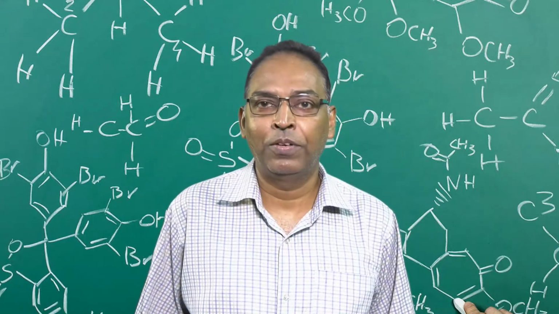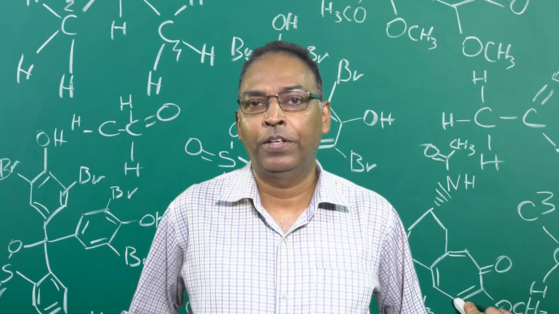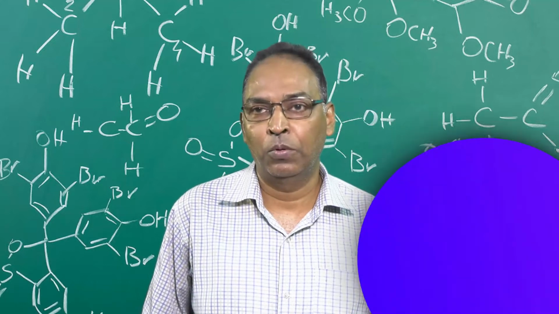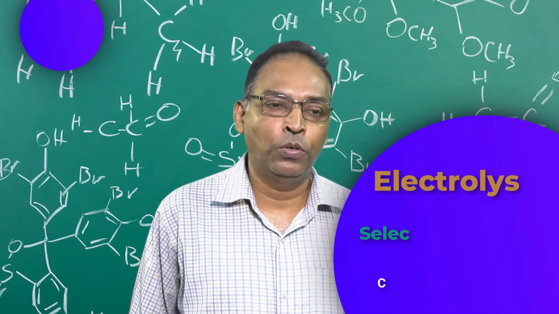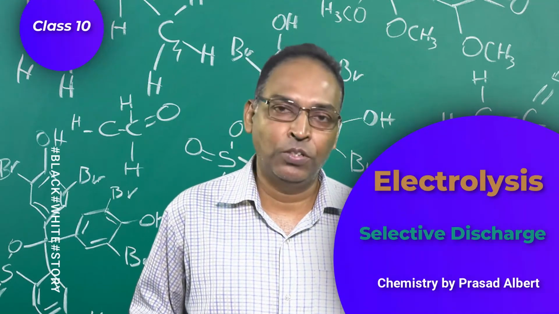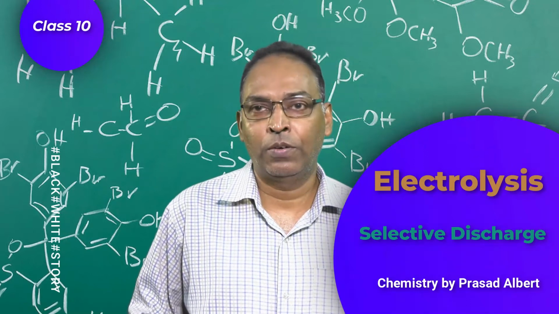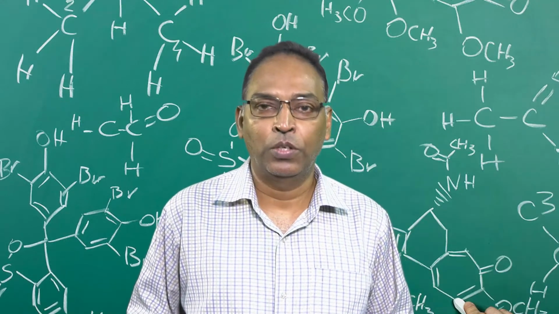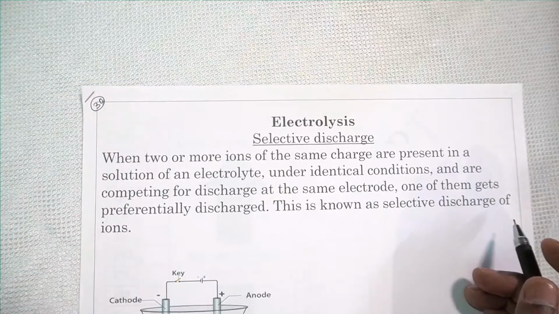Hi students, in the previous video we have seen an example of electrolysis, that is electrolysis of molten lead bromide. Now here we are going to see a principle called selective discharge, because this is required to understand the further examples. So keep watching. What is selective discharge?